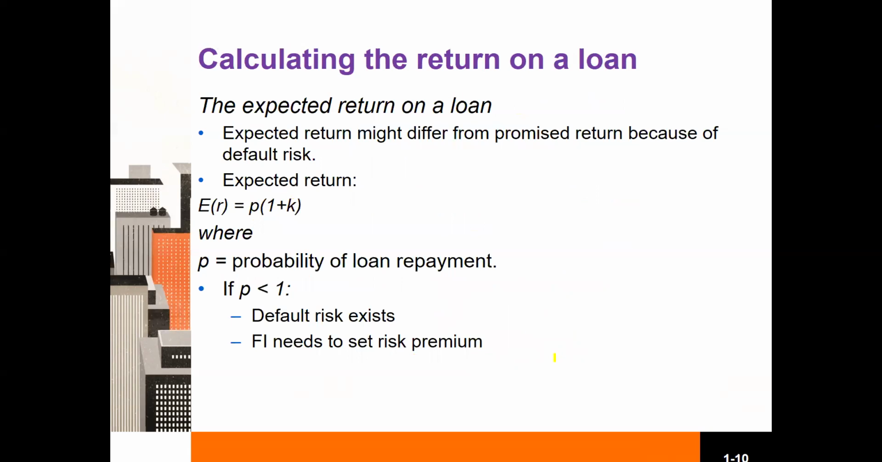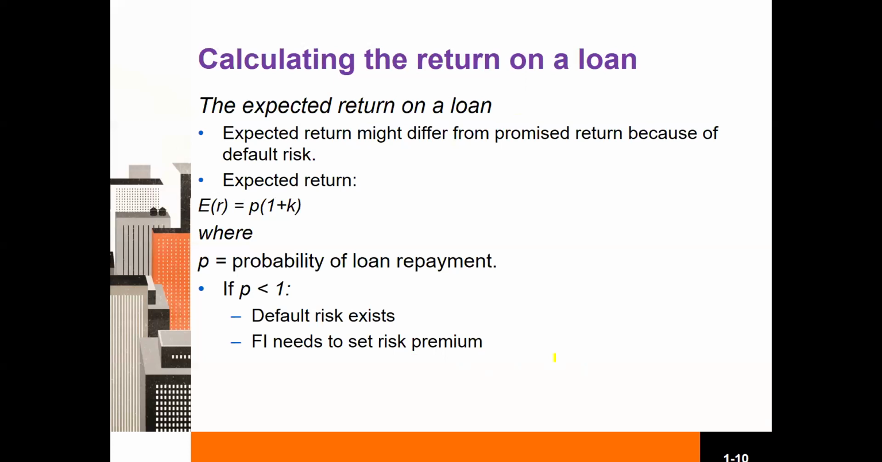The promised return on the loan, however, may well differ from the expected or indeed actual return on the loan because of the credit risk or default risk. Default risk is the risk that the borrower is unable or unwilling to fulfill the terms promised under the loan contract. Default risk is usually present to some degree in all loans.